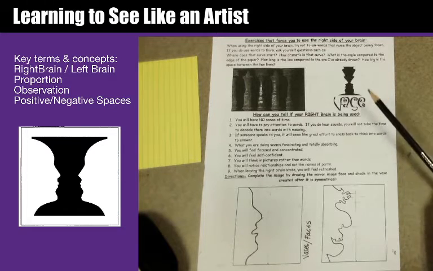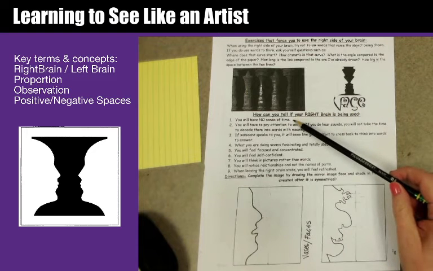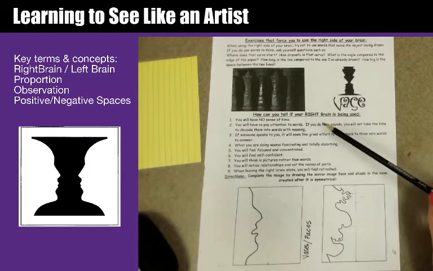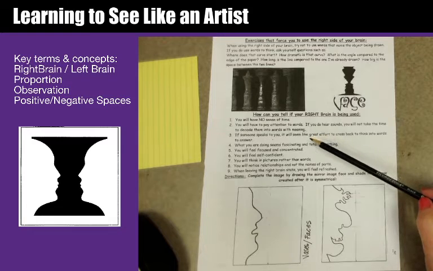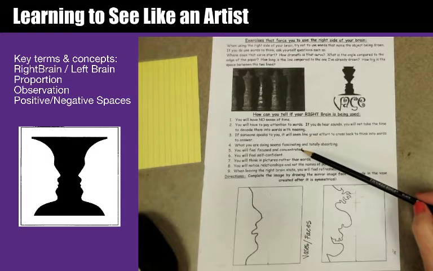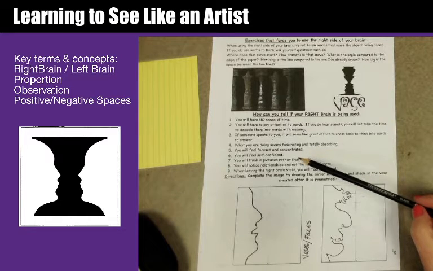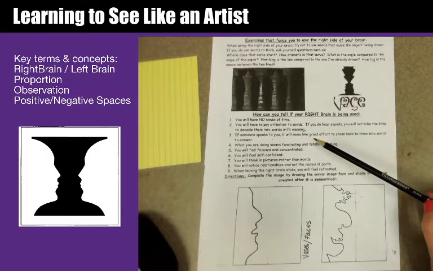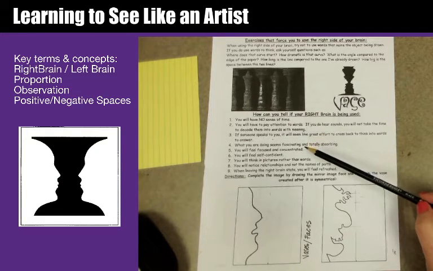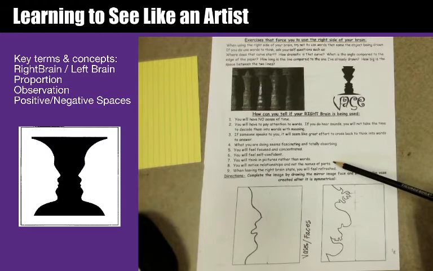So here's how you can tell if your right brain is being used. You have no sense of time or you lose track of time. You won't pay attention to words. If you do hear sounds, you will not take the time to decode them into words with meaning. If someone speaks to you, it will seem like great effort to cross back, to think into words, to answer. What you are doing seems fascinating and totally absorbing. You will feel focused and concentrated. You will feel self-confident. You will think in pictures rather than words. You will notice relationships and not the names of parts. And when leaving the right brain state, you will feel refreshed.